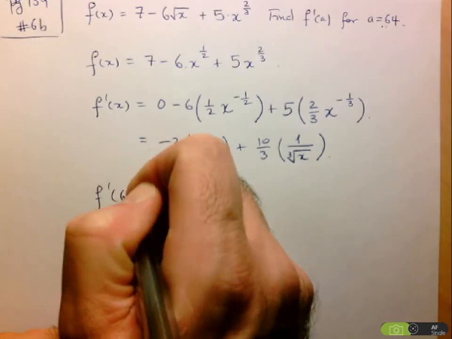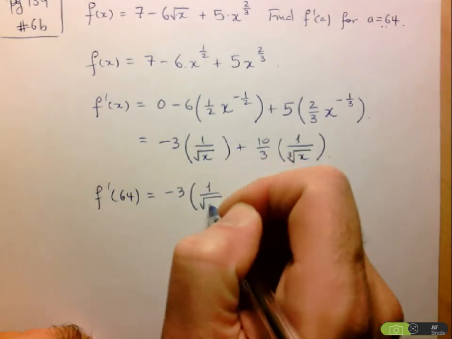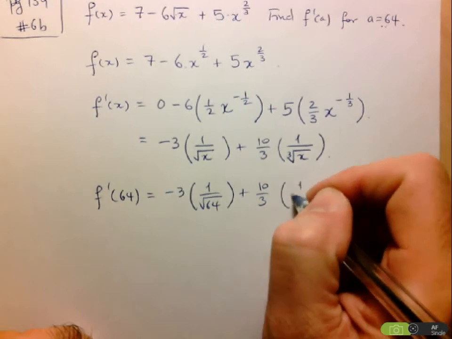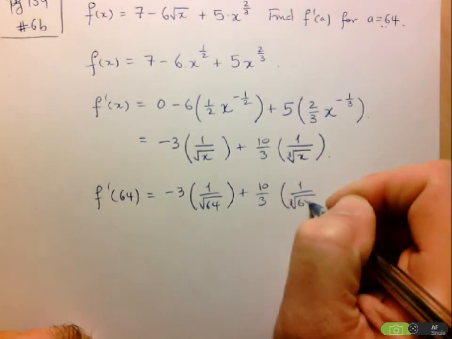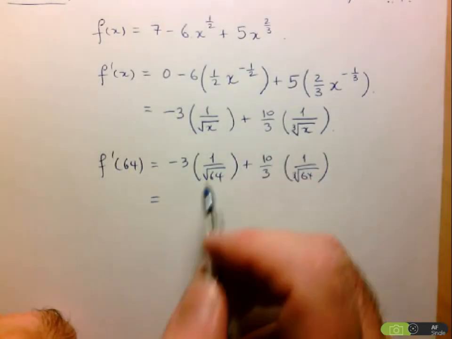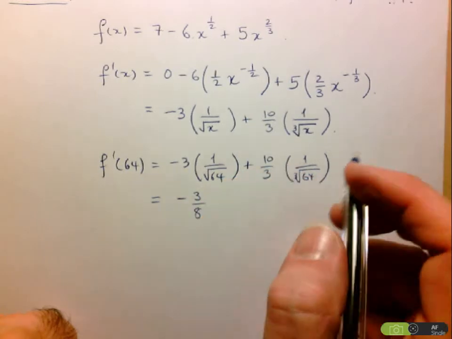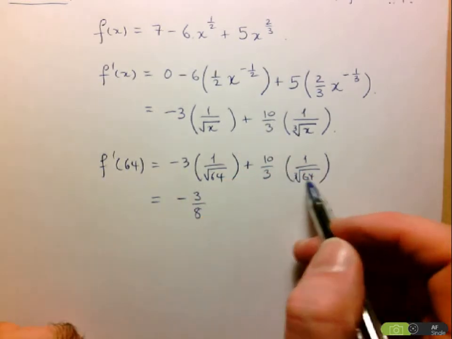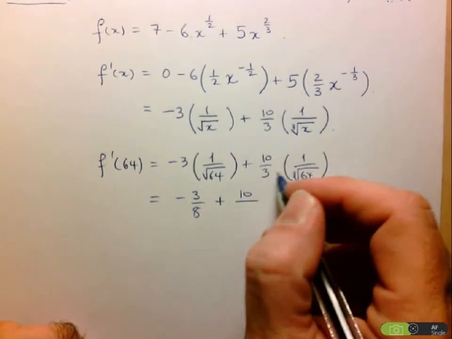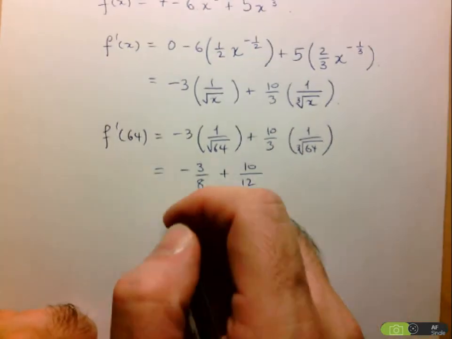So f prime of 64 gives me negative 3 times 1 over the square root of 64 plus 10 over 3 times 1 over the cube root of 64. Luckily these work out quite nicely: the square root of 64 is 8, so negative 3 over 8, and the cube root of 64 is equal to 4, so I'm left with 10 over 4 times 3, which is 12.